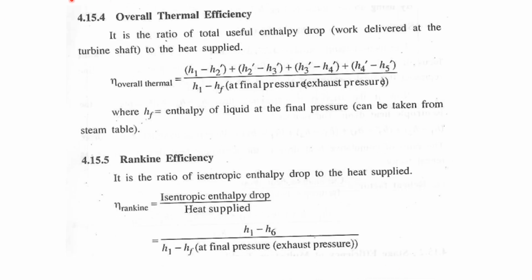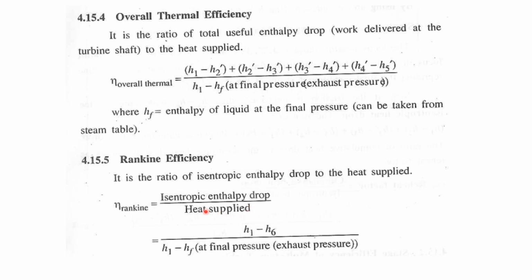Now one more efficiency is the overall efficiency, that is the ratio of total useful enthalpy drop to the heat supplied. We calculate it like this: H1 minus H2 dash plus H2 dash minus H3 dash plus H3 dash minus H4 dash plus H4 dash minus H5 dash, divided by H1 minus HF. HF is the enthalpy of the liquid condition after the condensation process.